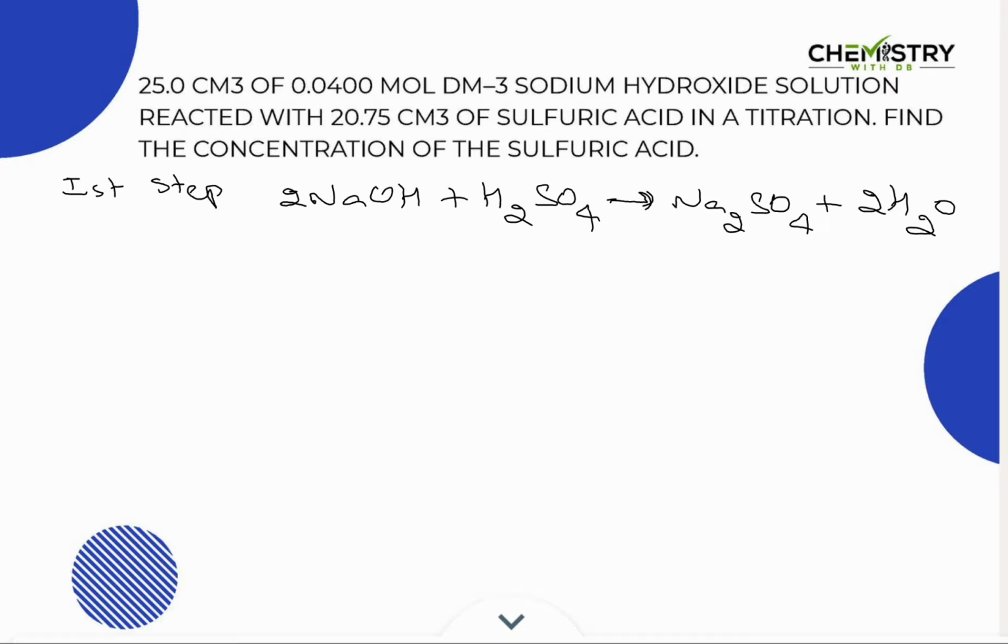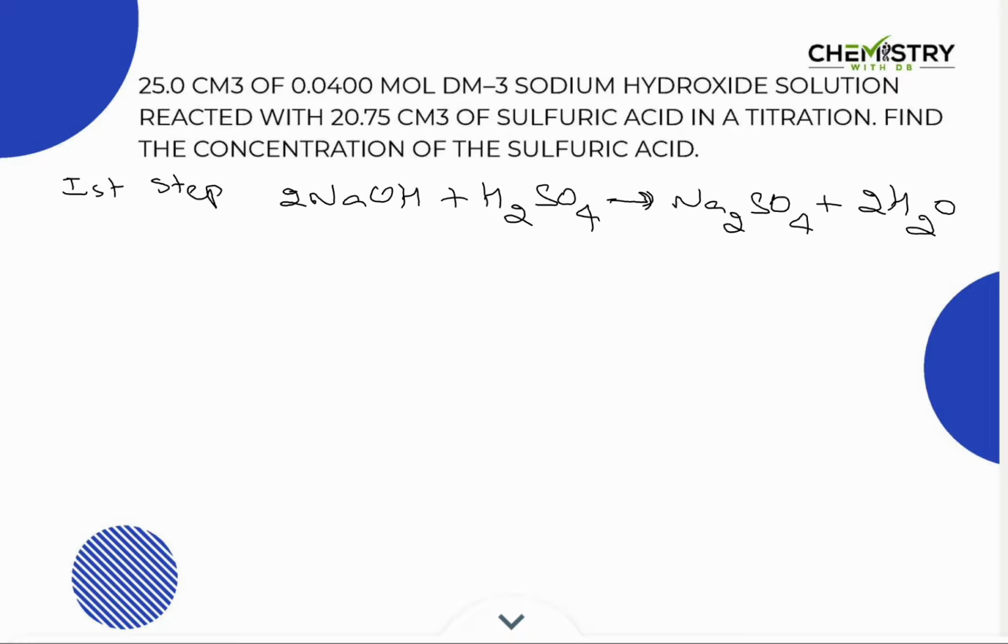Now let's look into one question, a titration question, wherein we have reacted sodium hydroxide with sulfuric acid in a titration, and we are supposed to find out the concentration of sulfuric acid. So first step is going to be writing the equation.